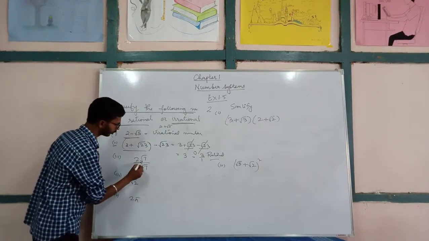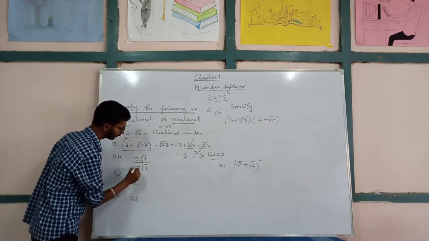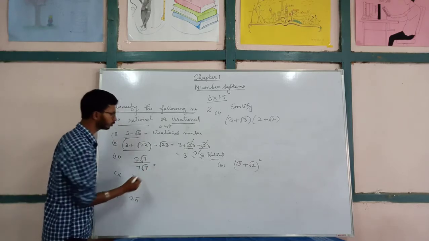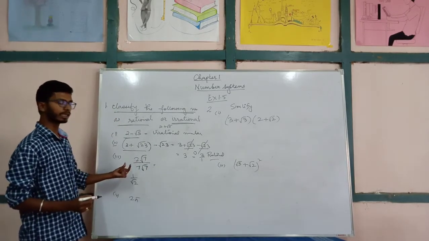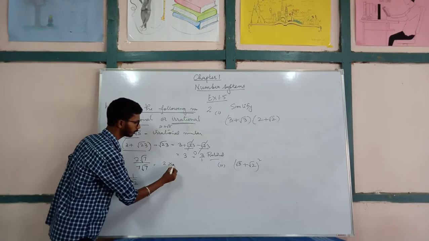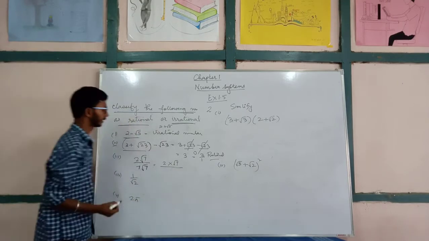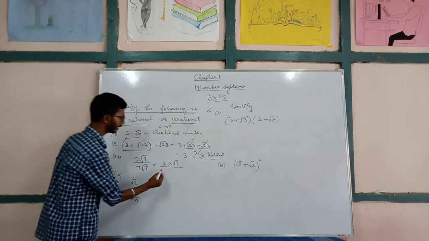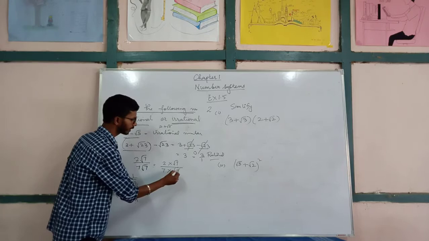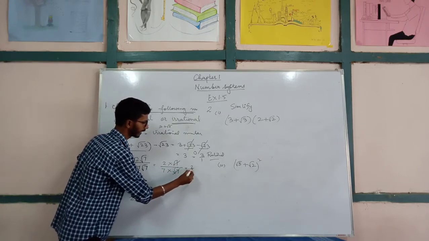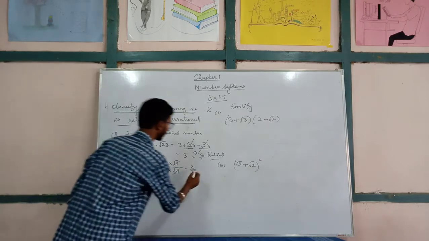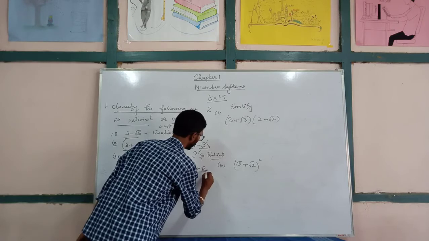Question number 3. 2 under root 7 divided by 7 under root 7. So in the numerator we can see it is 2 under root 7. It means it is a product of 2 and under root 7. So we can break it in this manner, 2 into under root 7. Similarly, the denominator we can split as 7 into under root 7. So this under root 7 we can cancel. So we will get the answer as 2 by 7, which is in the form of p by q. So the answer is also rational.